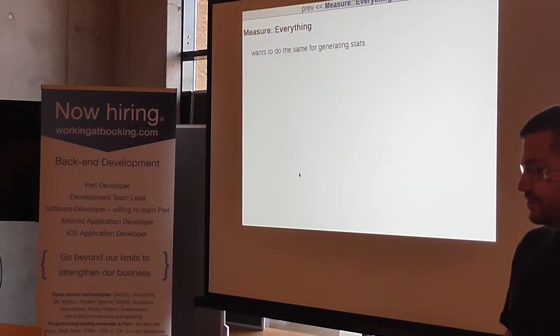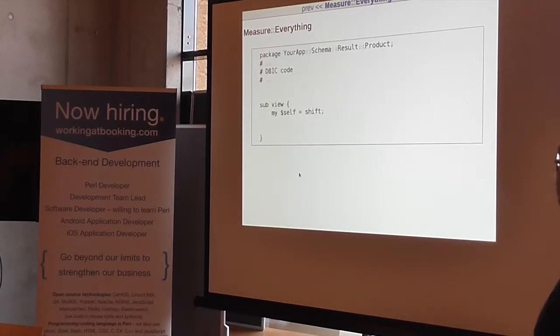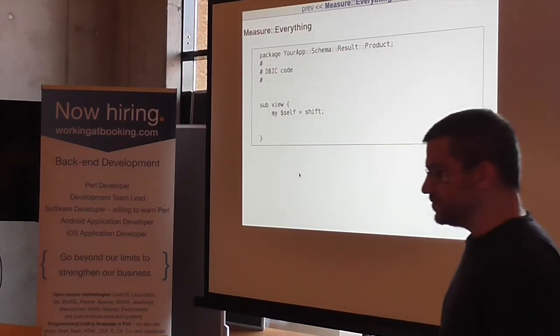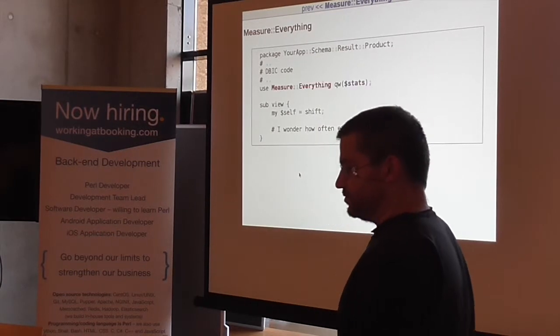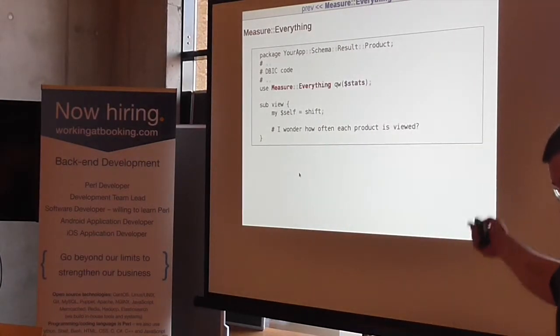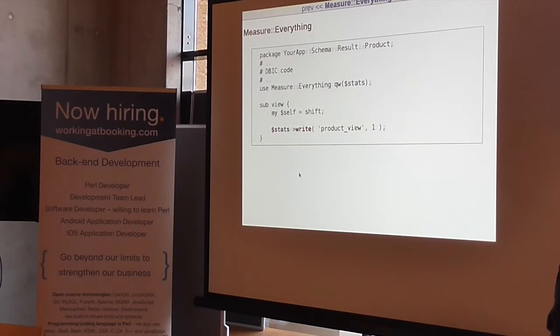So Measure::Everything wants to do the same for generating stats. So for example, you have here some schema thing, and you want to count how often you view some product. So you just use Measure::Everything, and then you have this stats global thing imported into your namespace that you can say, oh, okay, this product got one view.